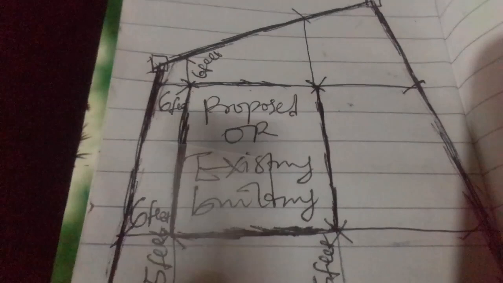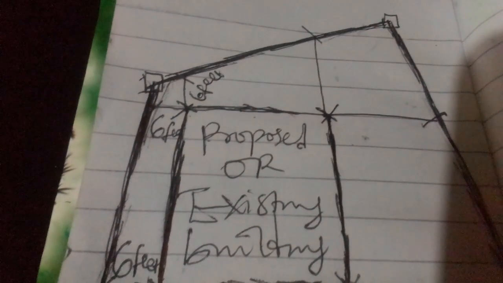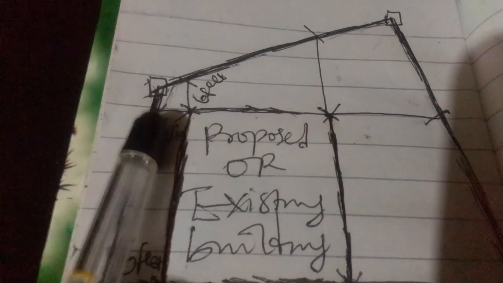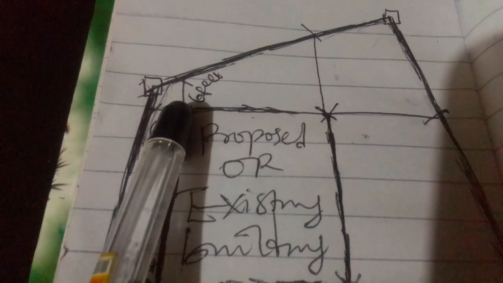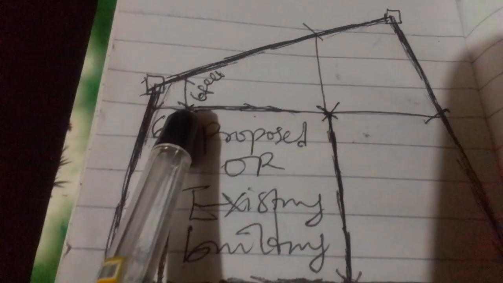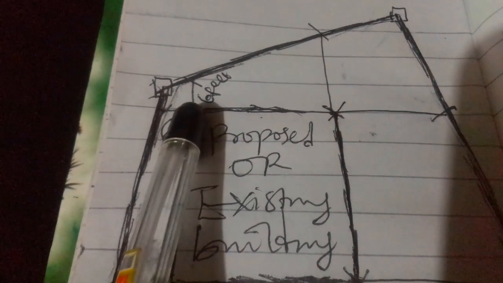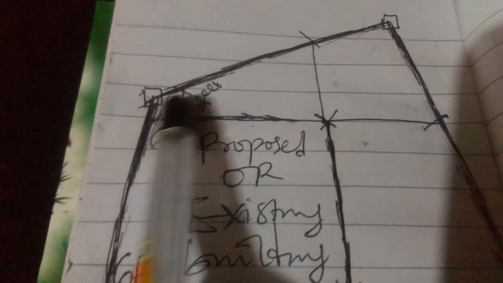Also now at the back of the proposed or existing building, you can see this place is indicated here to be 6 feet. According to building regulation, the town planning regulation in my state, the back of the building should not be less than 6 feet to the boundary. The plot boundary should not be less than 6 feet. Now you can see this place is 6 feet because of the shape of the plot.